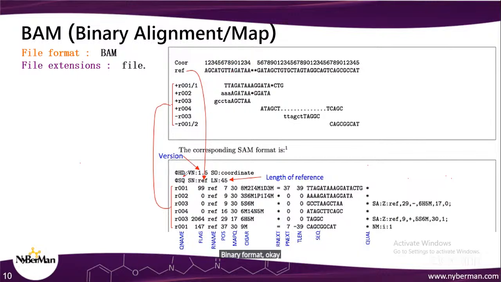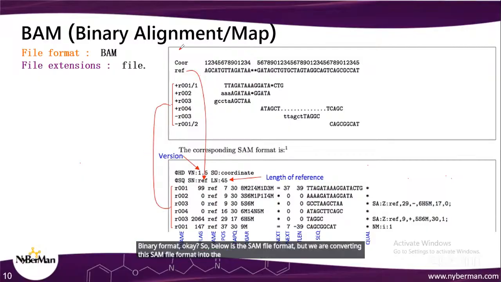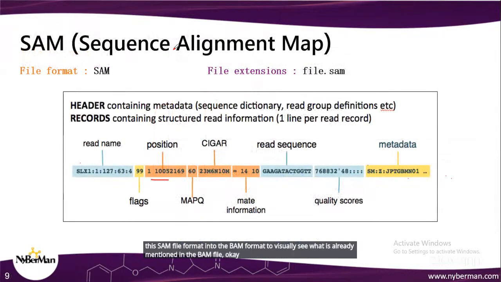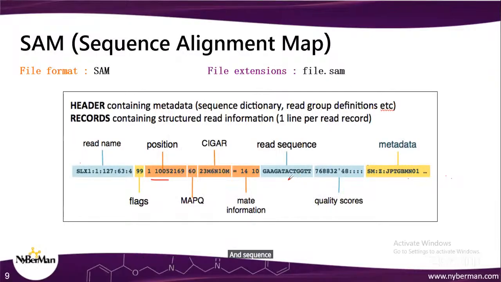Okay, so here below is the SAM file format, but we are converting this SAM file format into the BAM format to visually see what is already mentioned in the SAM file. Okay, so in the BAM file, we are seeing the position of our sequences, and the read sequences will always correspond to certain genes.